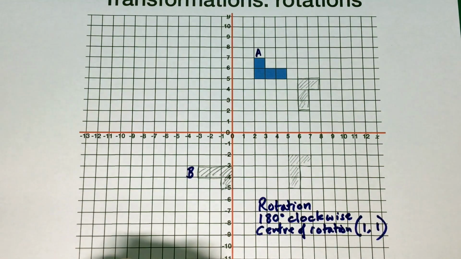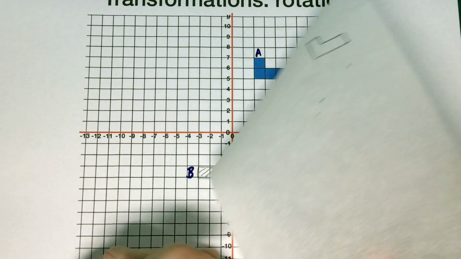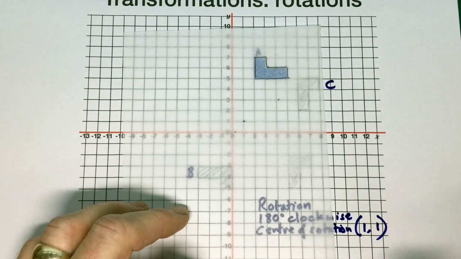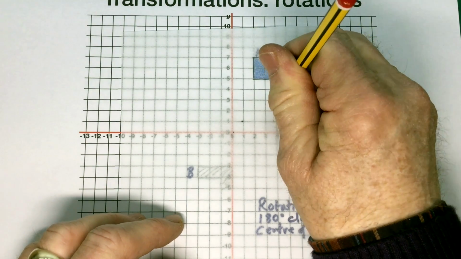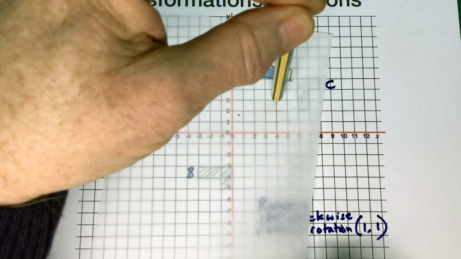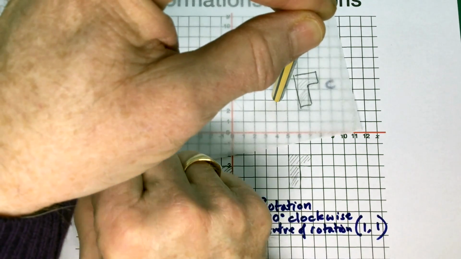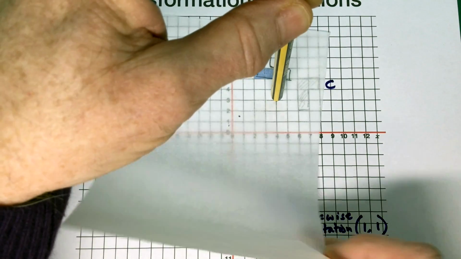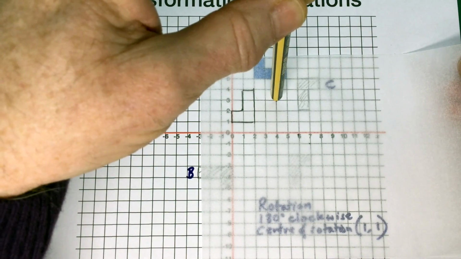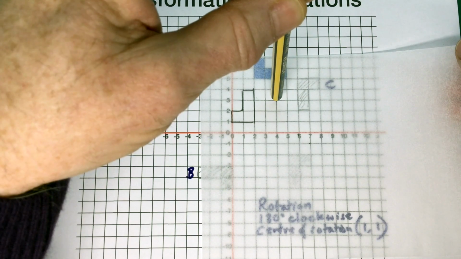But look again at these two. Let's call this one C. How do we map A onto C? Now you'll remember that that was a rotation about the point 4, 3. There's the pencil point holding it, and we are rotating 90 degrees, but it is clockwise. If we went anti-clockwise, we get a completely different position.